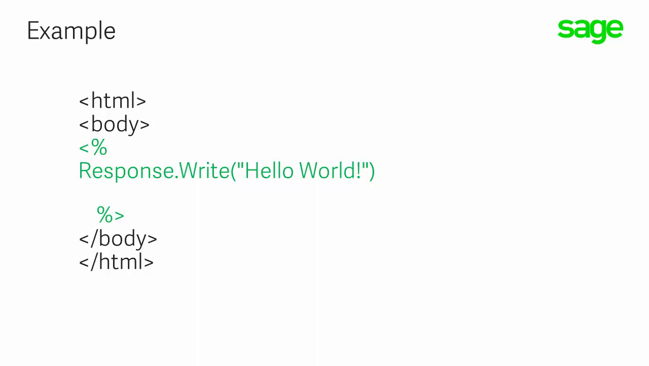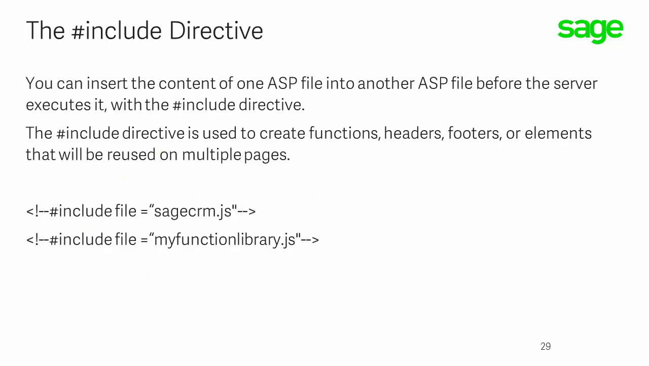So we've got different files that are going to be doing different things, and I'll start to talk about those in a moment. But inside Sage CRM, we tend to use include files a lot. Now, the basic include file, if we're writing our page, would be to say I want to include the Sage CRM.js include file.